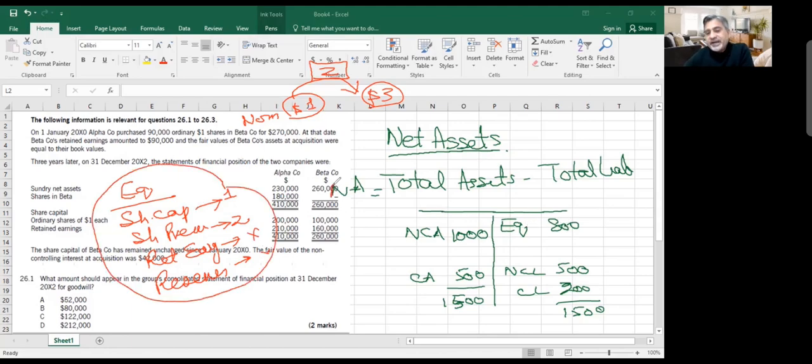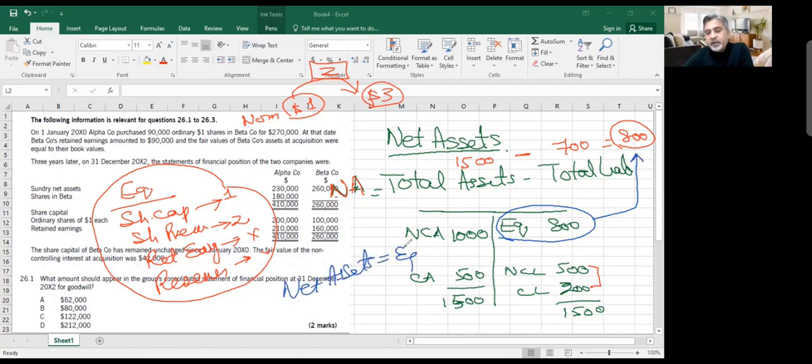Now, if I see what my net assets are, according to this definition, my total assets are 1,500 and my total liabilities are 700, which means that I come to the answer 800. So it means that net assets are 800. But then you notice that equity is also 800. So it means that net assets and equity are the same thing. You can say that net assets is equal to equity. Whether I call it net assets or equity, it's the same thing.